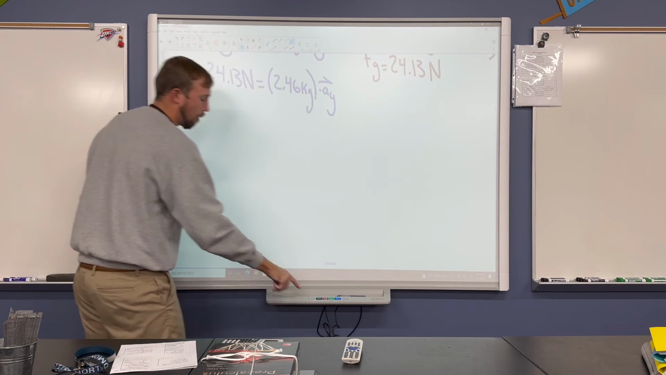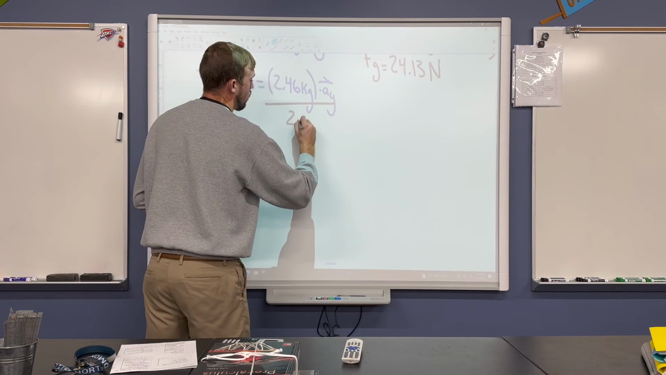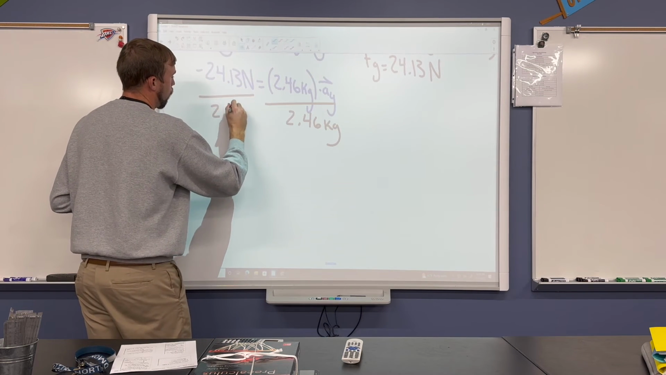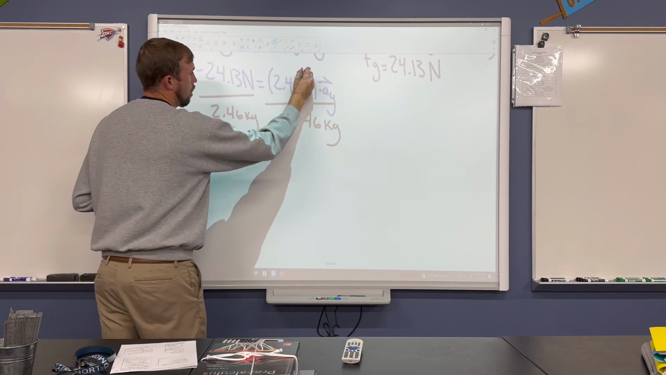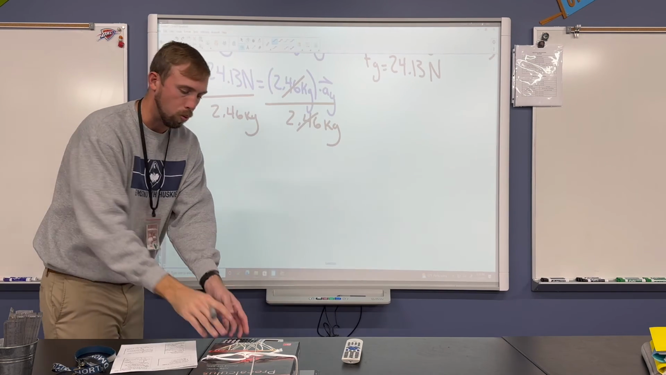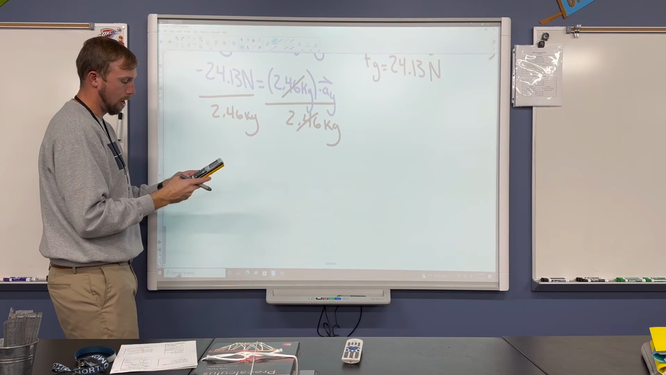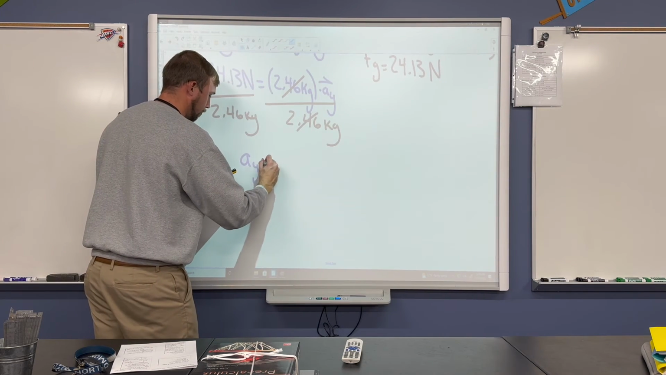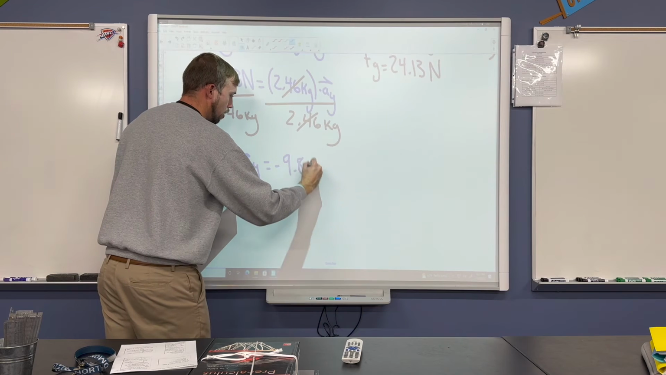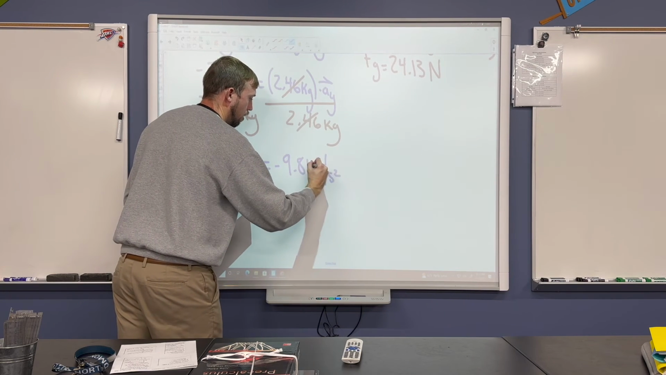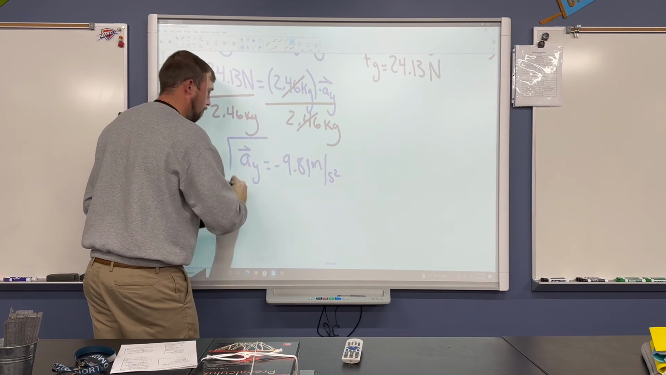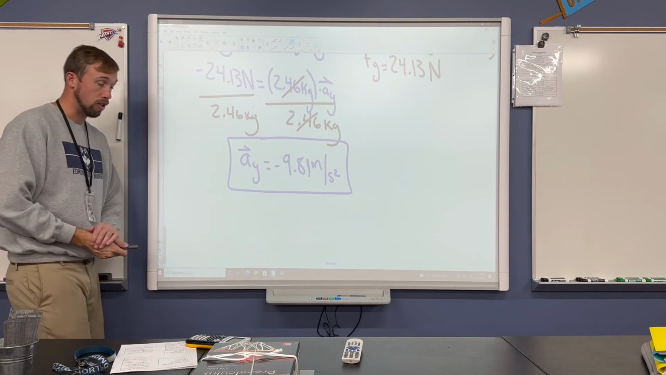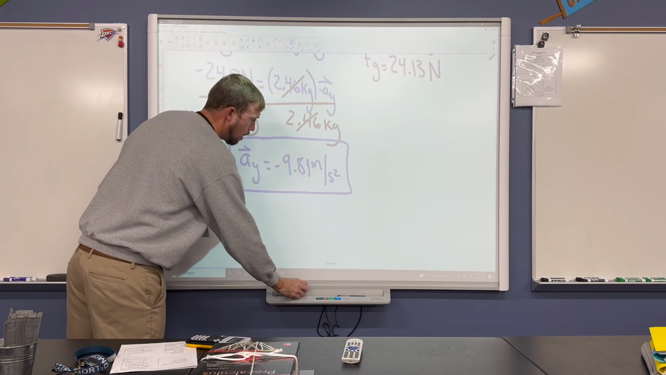And then to get my acceleration, all I need to do last is divide by 2.46 kilograms. Any number divided by itself is just 1. I get 24.13 divided by 2.46. And I get for my acceleration in the y direction, negative 9.81 meters per second squared. And that would be a vector, as it has a direction of downward in the y direction.